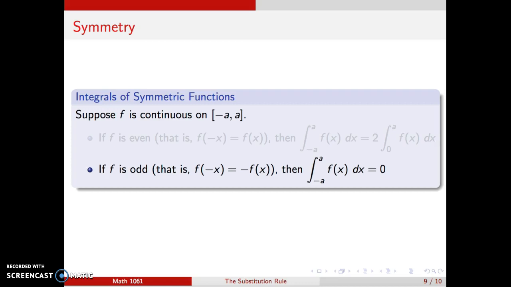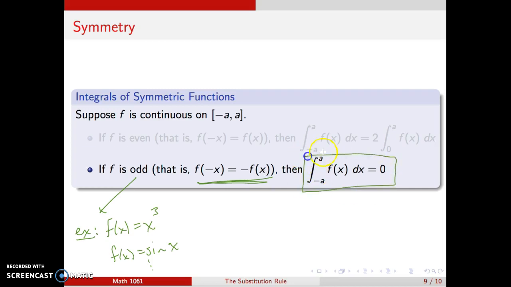Now, if f is odd, examples would be things like f of x equals, I don't know, x cubed, f of x equals sine of x, those are some standard ones. And here's the way you check that. f of negative x equals negative f of x. Then this definite integral is 0.